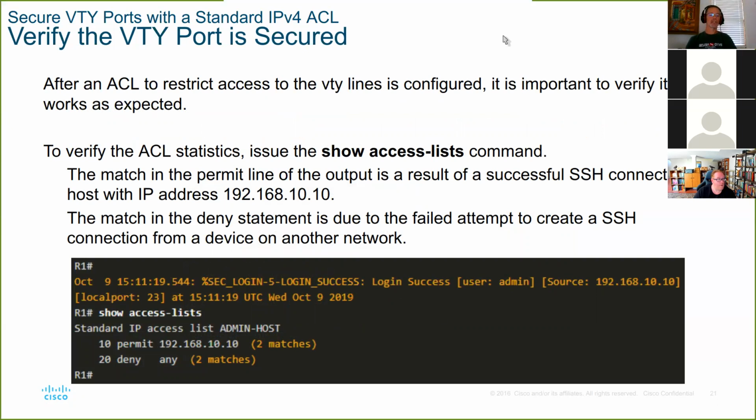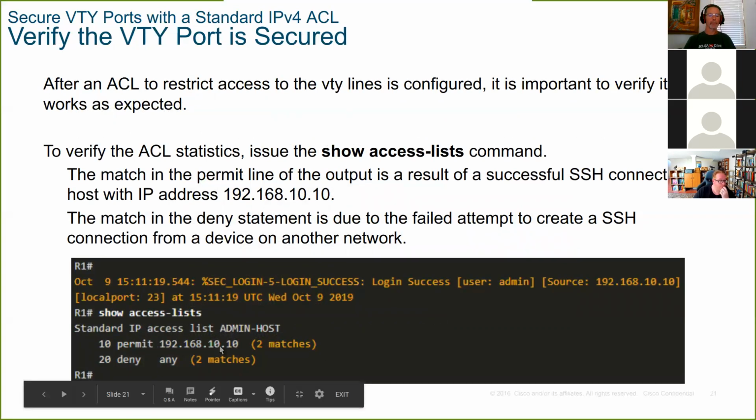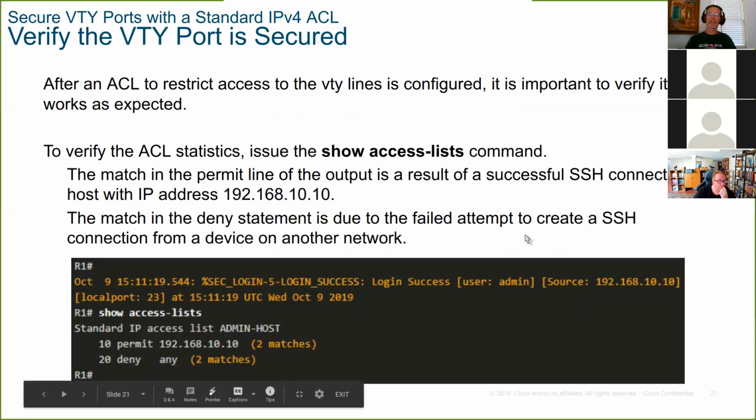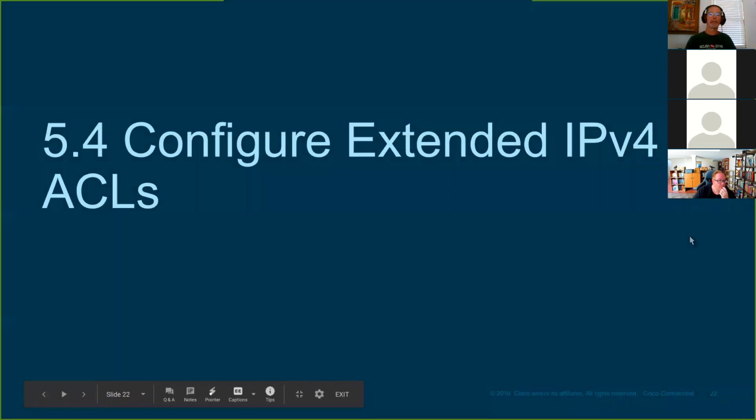Looking at the ACL statistics on the access list, on the device where the access list is, you're going to get a log message. And then if I do a show access list, you'll see how many matches came from this and how many matches were denied. If you see a lot of these matches being denied, then there are people trying to get into your device. So it just kind of alerts you. Of course, SSH would be better than Telnet.